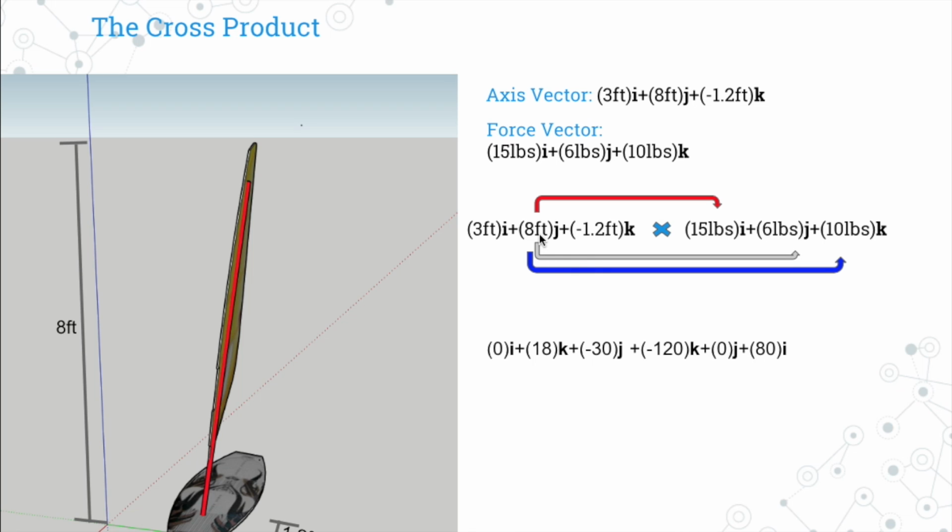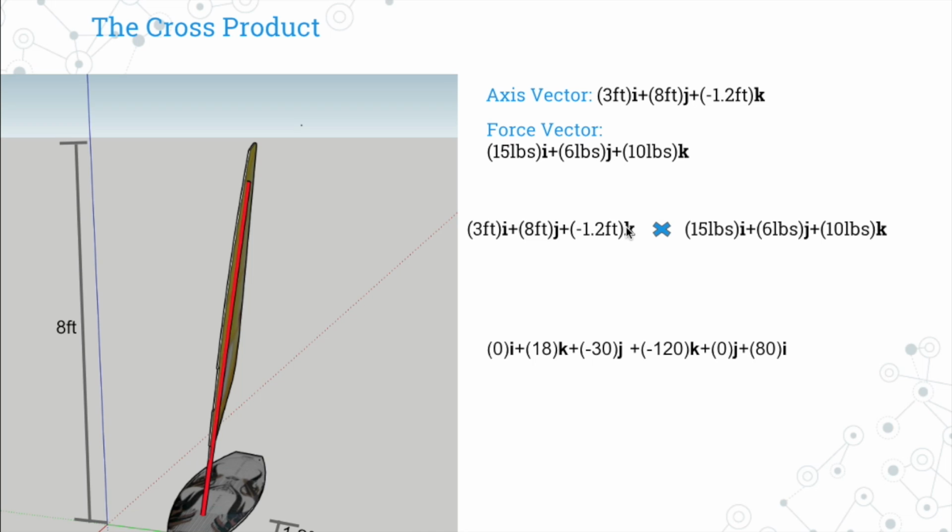Then we will multiply our 8 feet by our 6 feet, but notice that it's in the same direction, giving us 0j. Then you multiply the 8 feet by 10 feet, which gives us positive 80 in the I direction. So our 8 feet positive in the j direction and our 10 feet positive in the k direction gives us a positive I value.